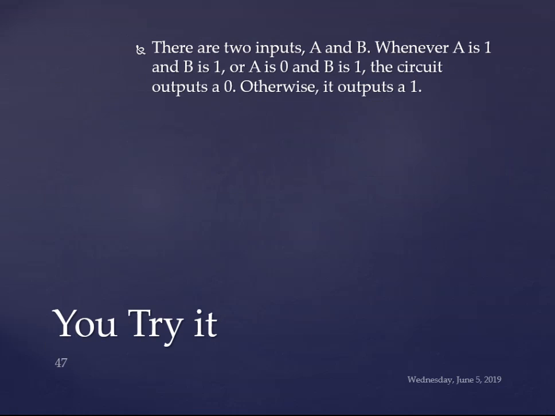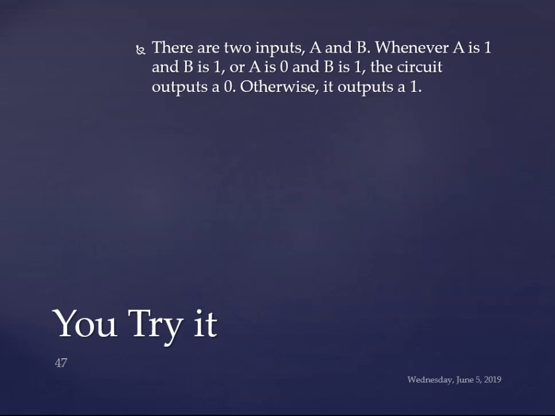Trying to get to where I want to go, right? Let's just take a look here. Let's work on this together. Actually, I'll go through this with you, right? Here you have two inputs, A and B, and whenever A is 1 and B is 1, or A is 0 and B is 1, the circuit outputs a 0. Otherwise, it outputs a 1.